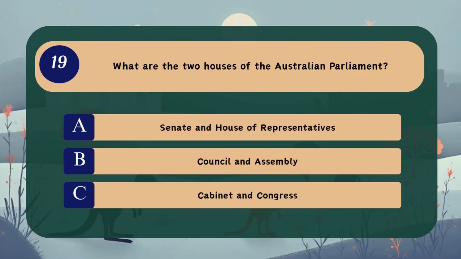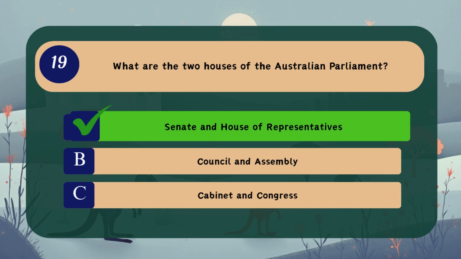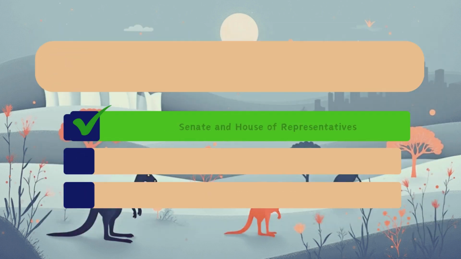Question 19. What are the two houses of the Australian Parliament? A. Senate and House of Representatives, B. Council and Assembly, C. Cabinet and Congress. Correct answer. Senate and House of Representatives.